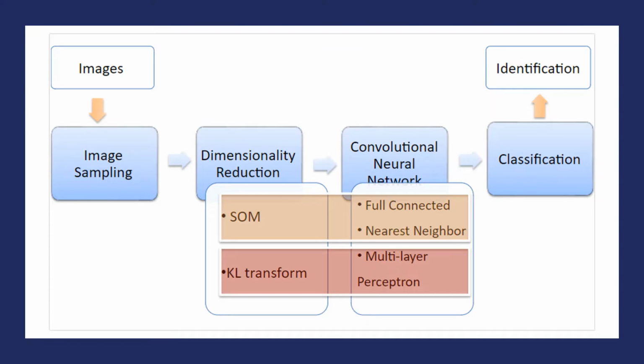A more detailed step-by-step of what is happening in face recognition is this: we have the images, which are sampled and the dimensionality is reduced in order to reduce the computation. These are then fed into the convolutional neural network, which performs a set of convolution and mathematical operations and classifies the image.